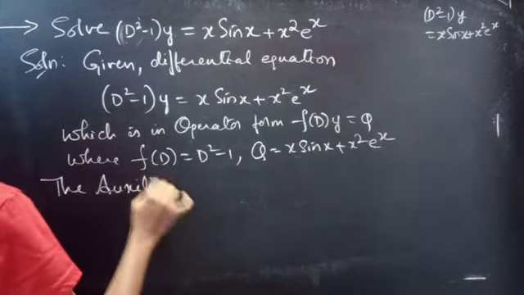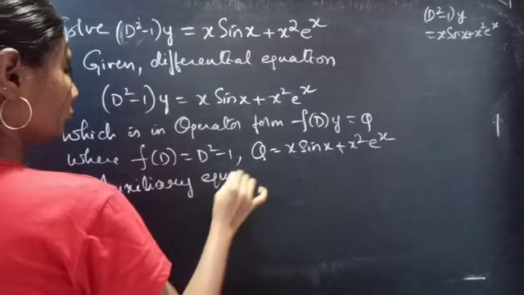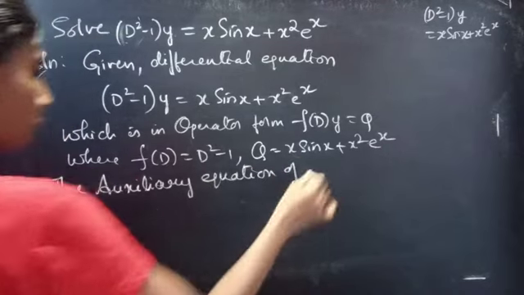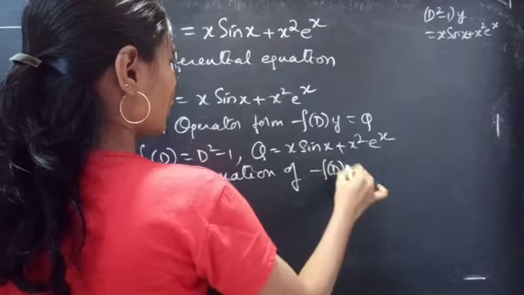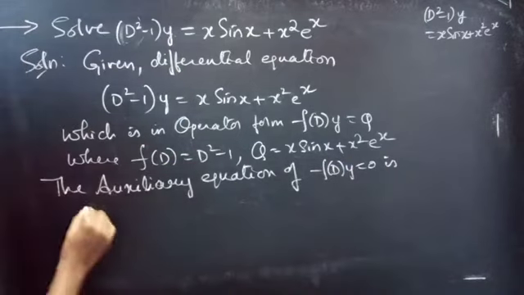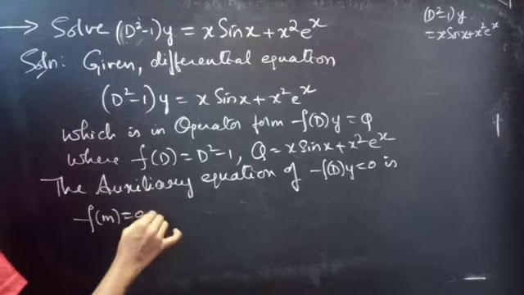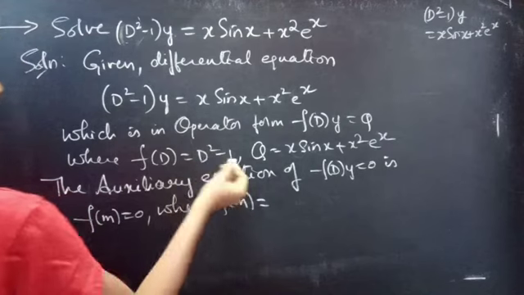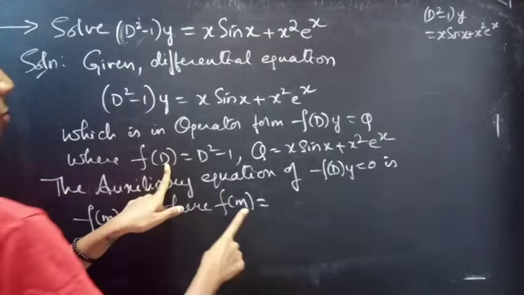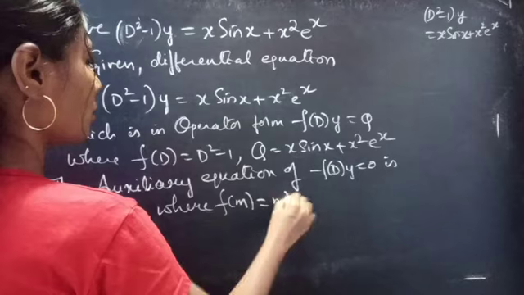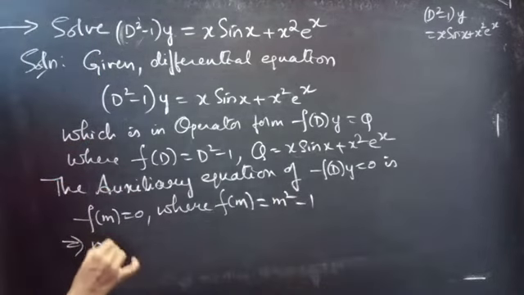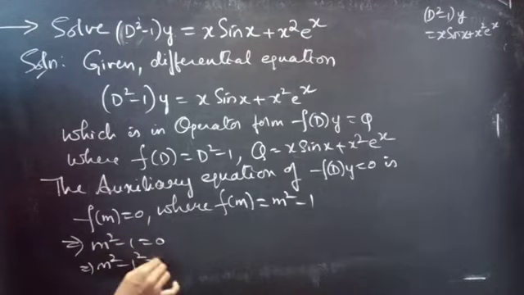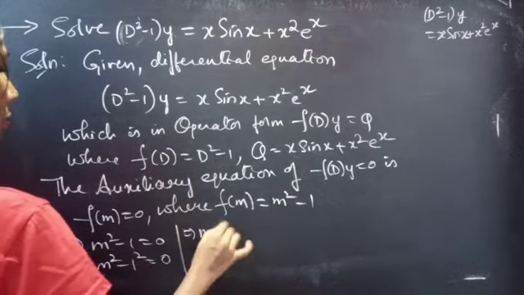The auxiliary equation of f of D into y equals 0 is f of m equals 0, where f of D is D square minus 1. Let's replace the differential operator by m, so that we get f of m equals m square minus 1. Then our auxiliary equation becomes m square minus 1 equals 0. You can write 1 as 1 square, and this is of a square minus b square form. So we can write it as (m plus 1) into (m minus 1).